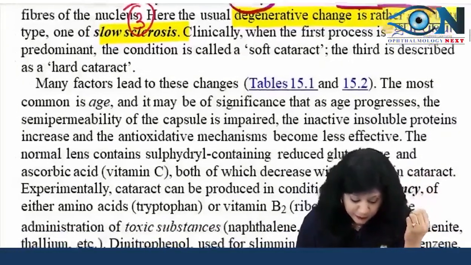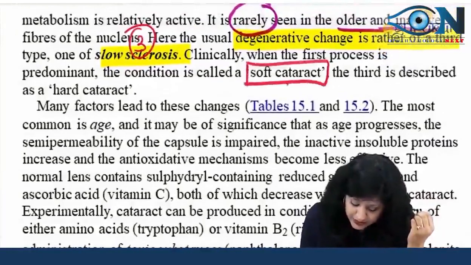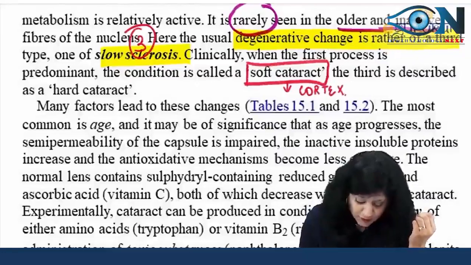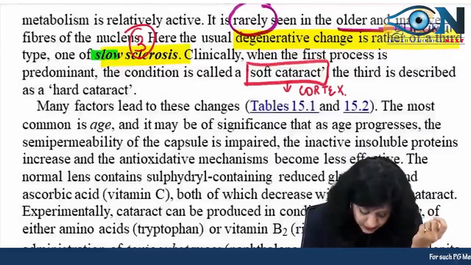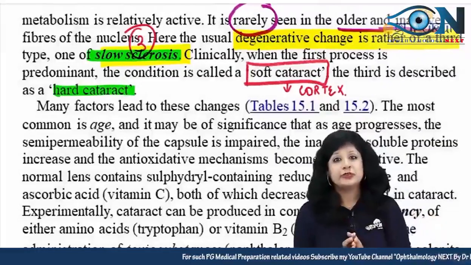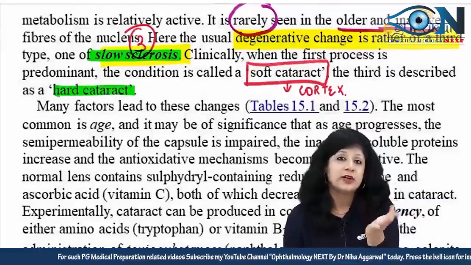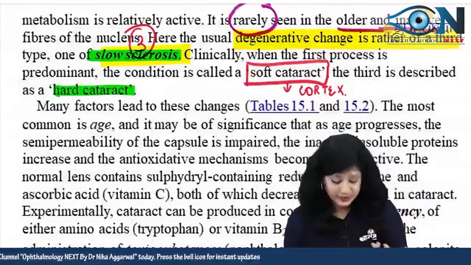Clinically, when the first process is predominant, it is soft. So soft cataract is actually the cortical cataract because it is due to the hydration, while the third process takes place in the nucleus. So let's mark it with green. Sclerosis is actually the hard cataract. You already know that we have two kinds of cataract: one is cortical, one is nuclear; one is the hard cataract, one is the soft cataract.